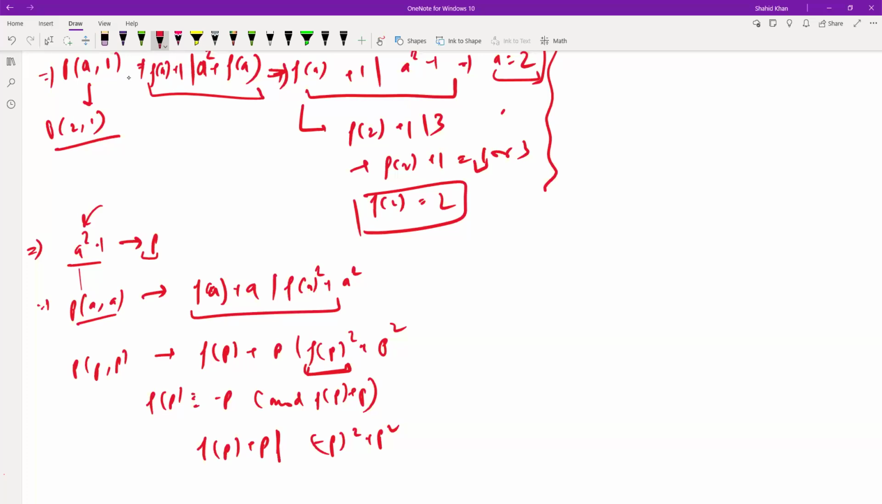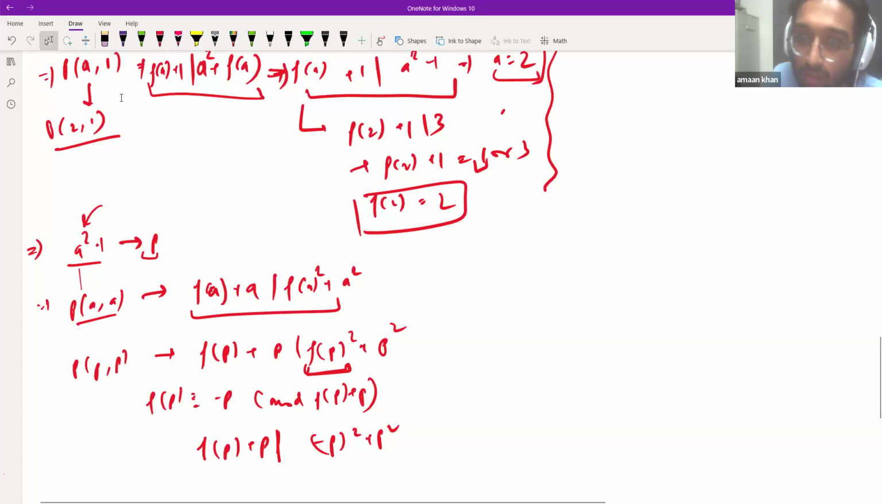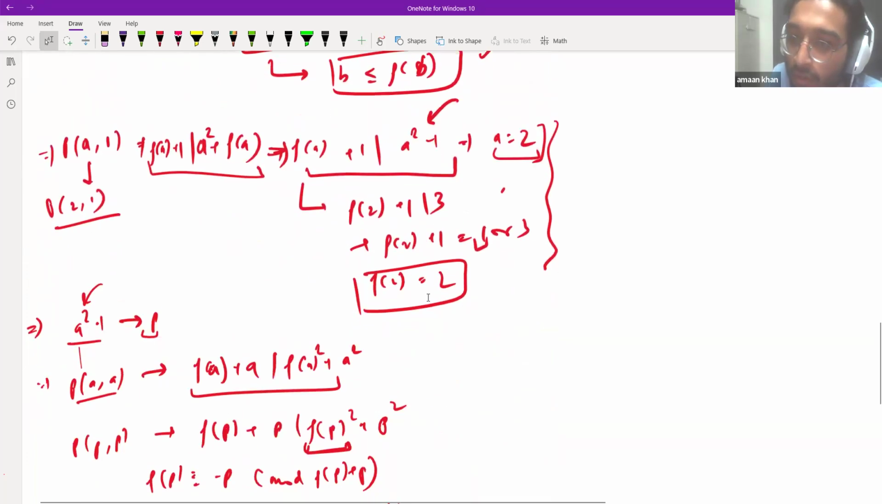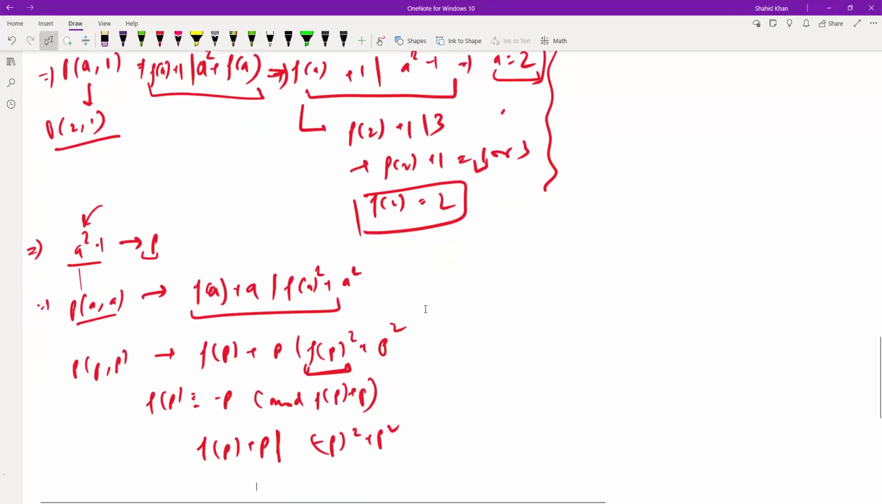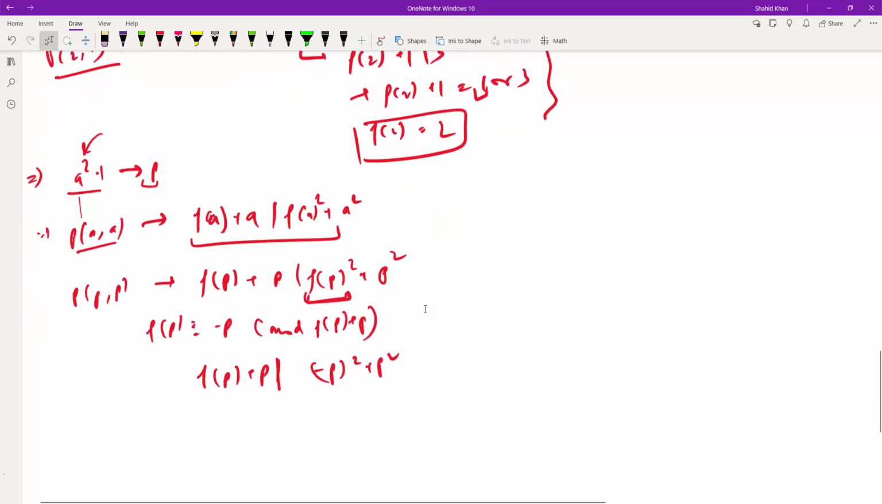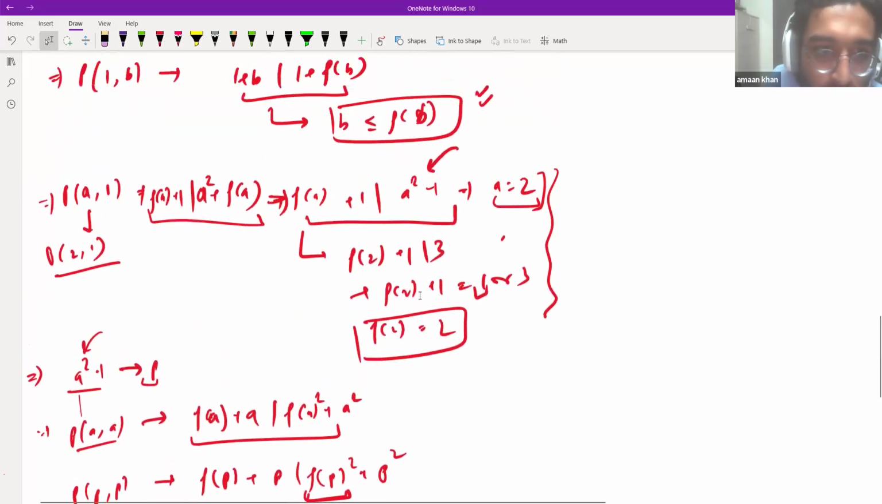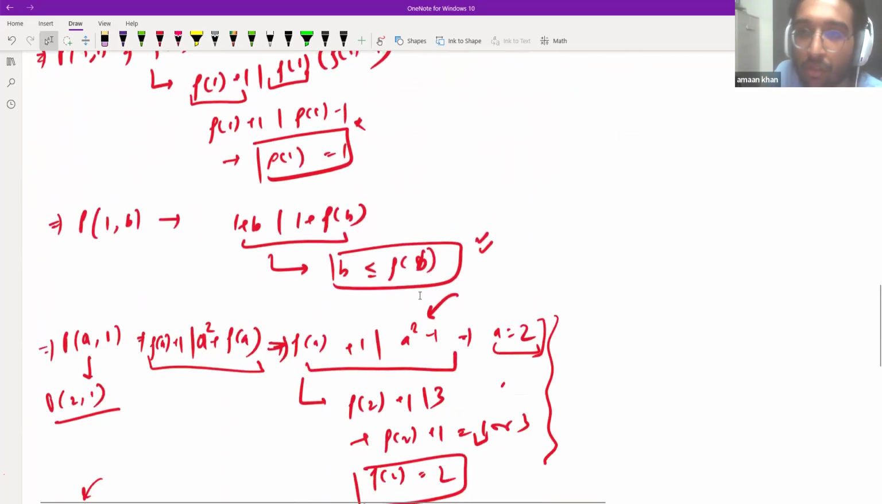I think we can solve it using induction. How do you induct? For f of 1 equals 1, you have the base cases. Yes, f of 1 equal to 1 and f of 2 equal to 2 you have. And we can put m equals x plus 1 and n equals x. So what do you get?